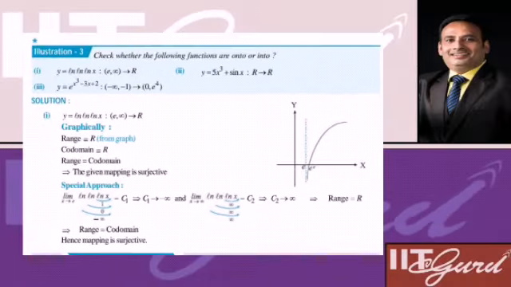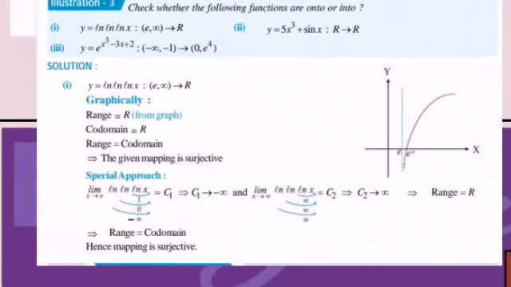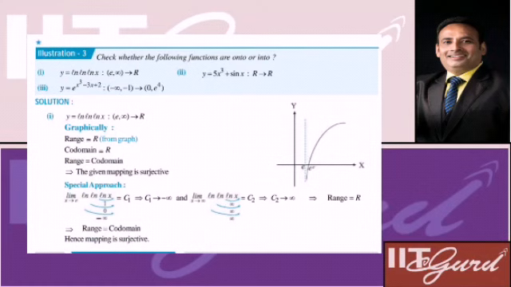So for onto and into functions, let me clarify. Let f be a function from A to B. To test whether the function is onto or into, it's a very basic thing: if the codomain is not equal to the range, then the function is an into function. If the codomain is exactly equal to the range of the given function, then the function is an onto function.